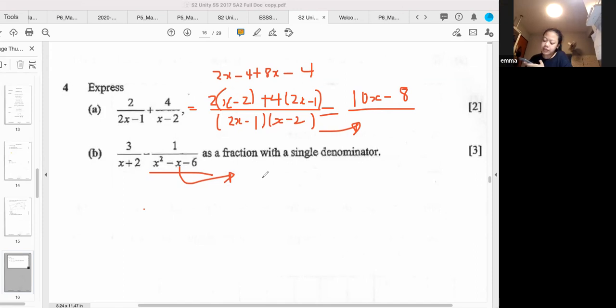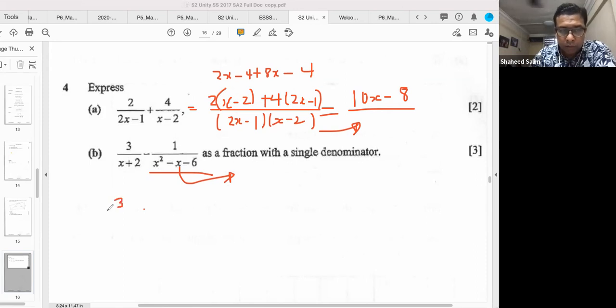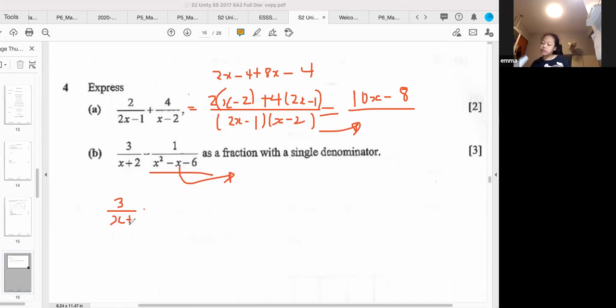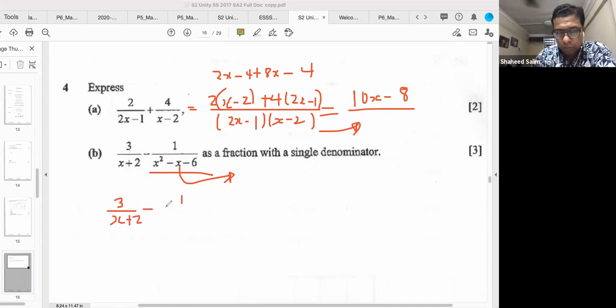Minus 3, x plus 2. Okay, good. So now you have down here 3 over x plus 2, right? And then down here, you have minus 1 over, you say x minus 3, x plus 2. Am I correct?